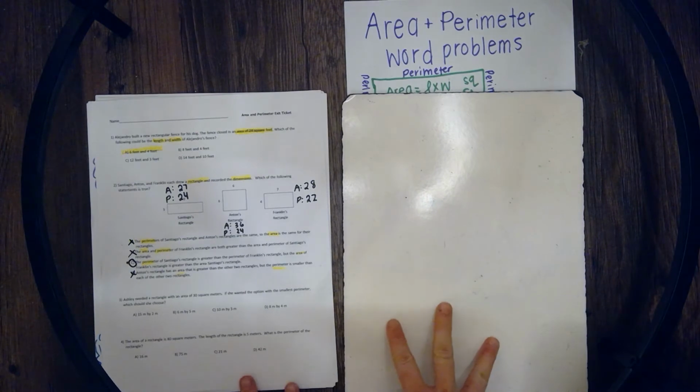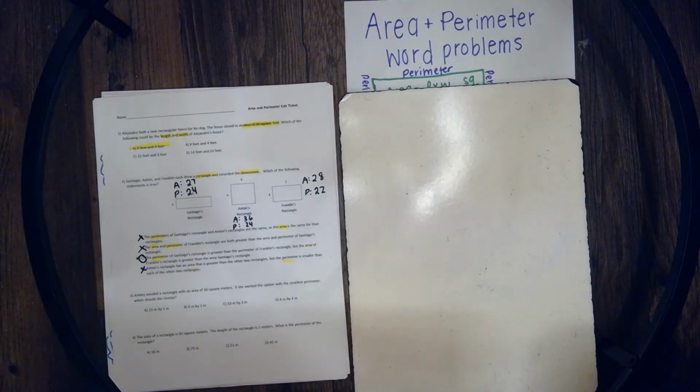All right, number 3. Ashley needed a rectangle with an area of 30 square meters. Okay. If she wanted the option with the smallest perimeter, which should she choose? Oh boy, this one has a lot of keywords in it.